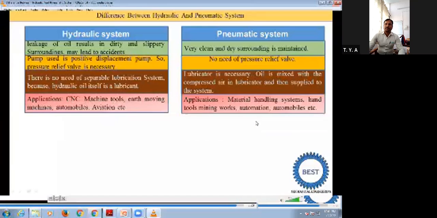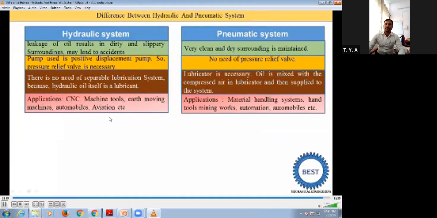I discussed the brakes. Brakes are possible with both hydraulics and pneumatics. Pneumatic brakes are generally used in trains and different trucks.